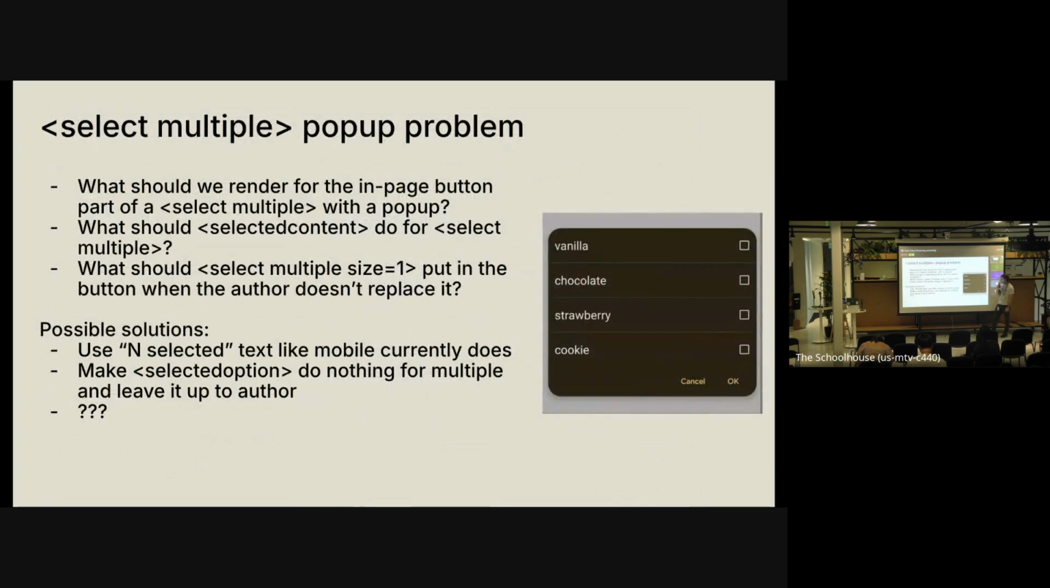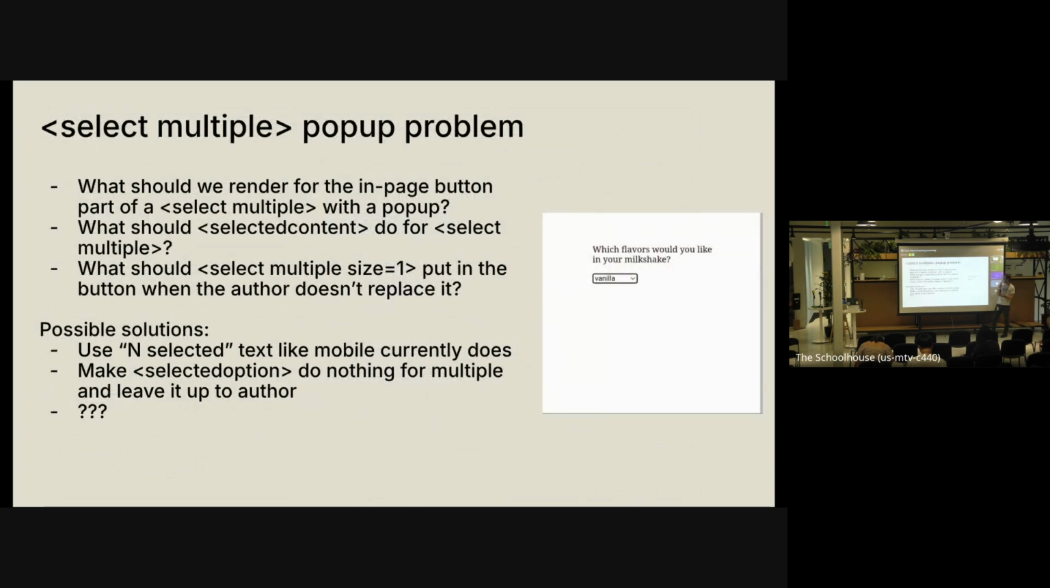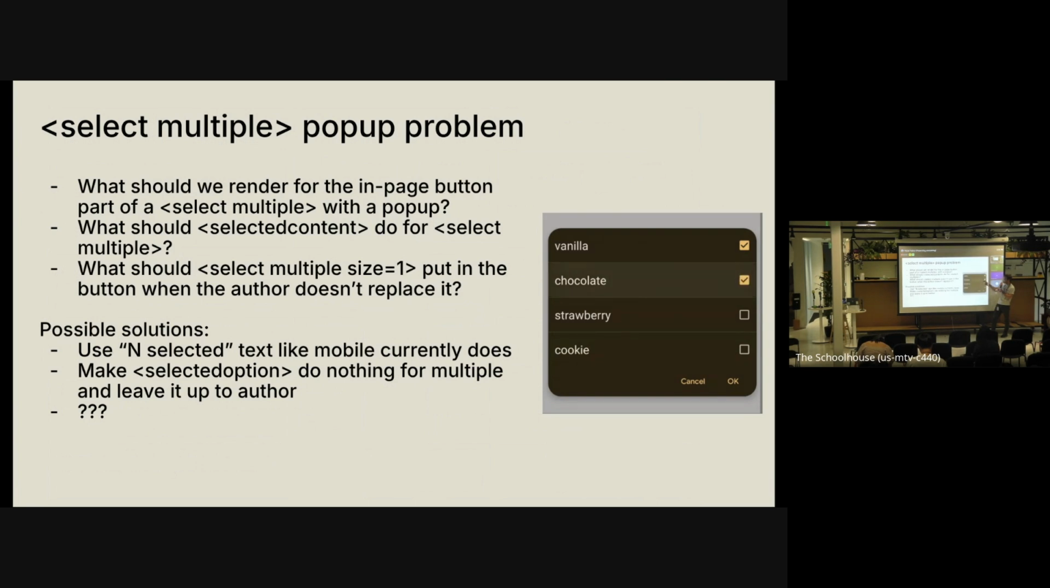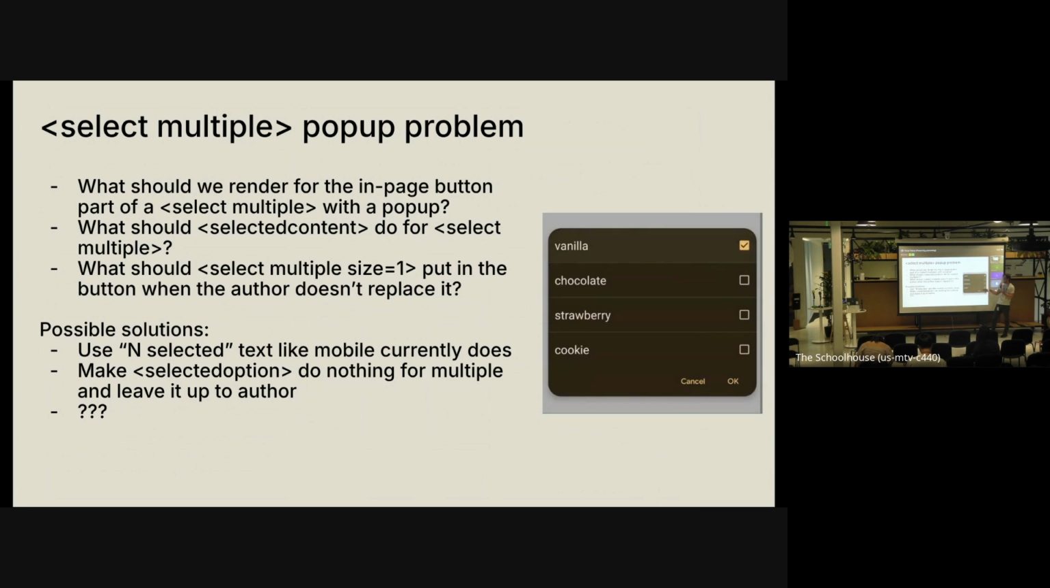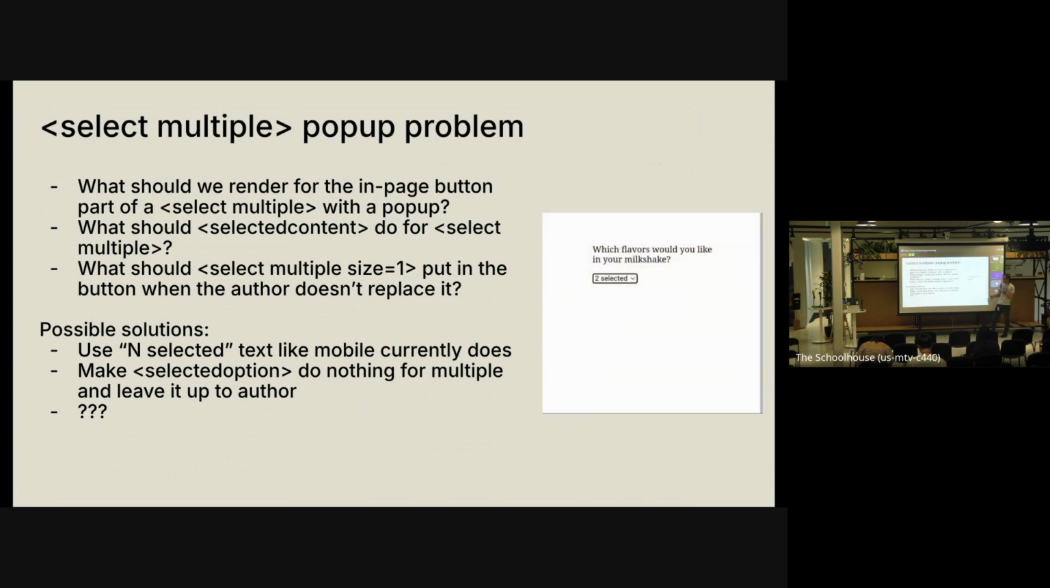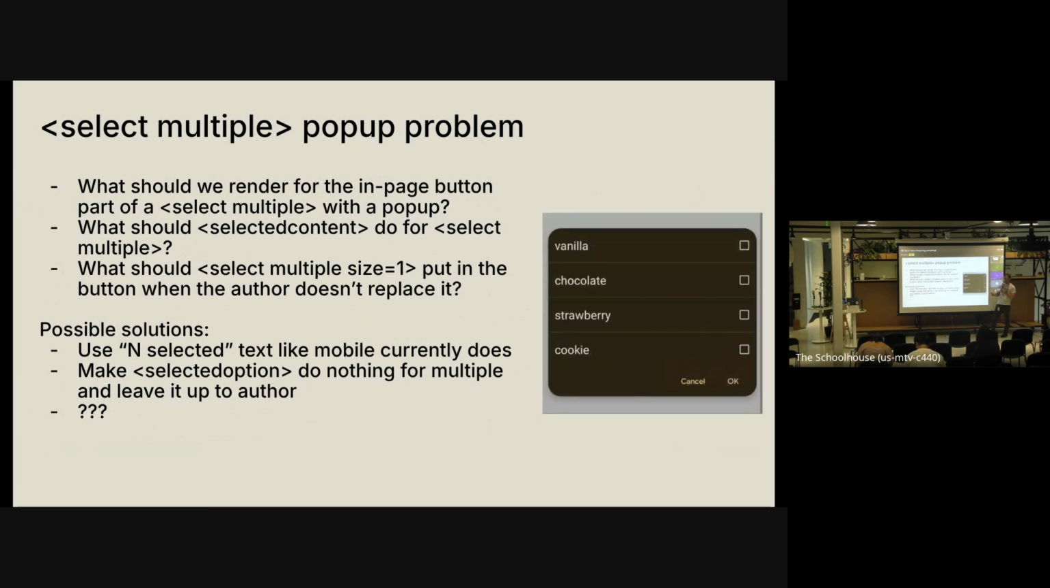The other problem with multiple is that the text that's put inside the button on mobile is kind of interesting. You can see in this video right here, when I select one option, in the button it puts the text of the option that was selected. And if there's 0 or 2 or more options selected, it says 0 selected or 2 selected or 3 selected. I'm not sure how much people would actually like this or want to use it or build on it.